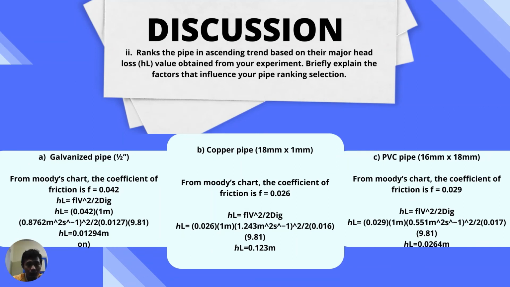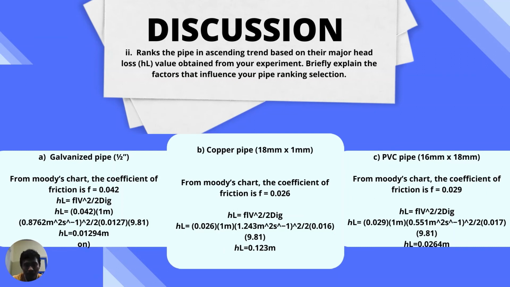Next, we have to find the major head loss, the HL value that we obtained from our experiment, to rank the pipes in ascending order. For the galvanized pipe, the value of HL is 0.01294 meter. For the copper pipe at 10 mm times 1 mm, we get HL equal to 0.123 meter.